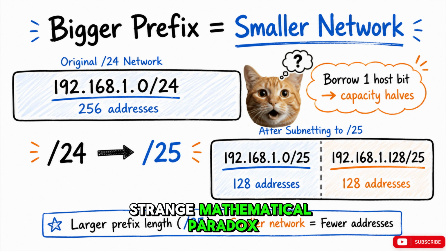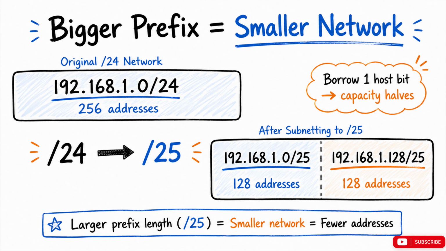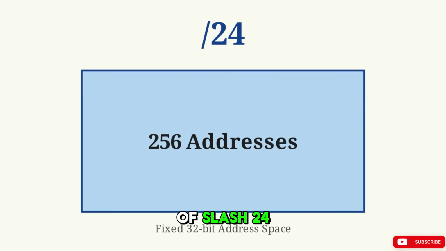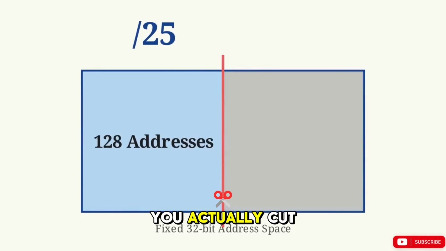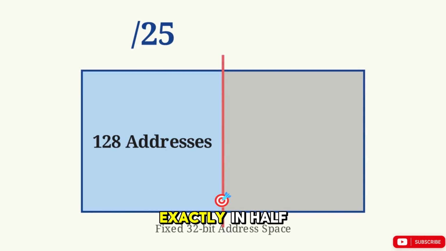Here is a strange mathematical paradox in networking. If you take a subnet mask of /24 and increase it by a single number to a /25, you don't gain address space. You actually cut your available network exactly in half.